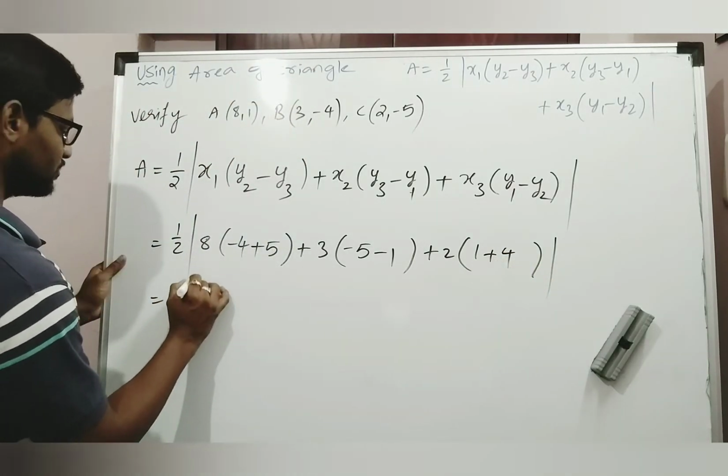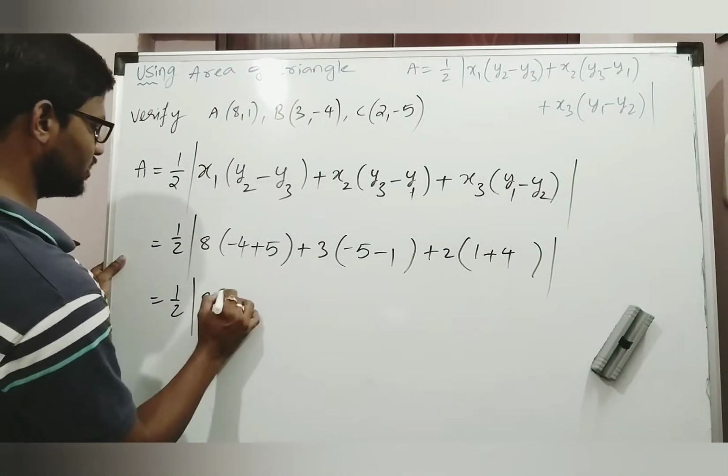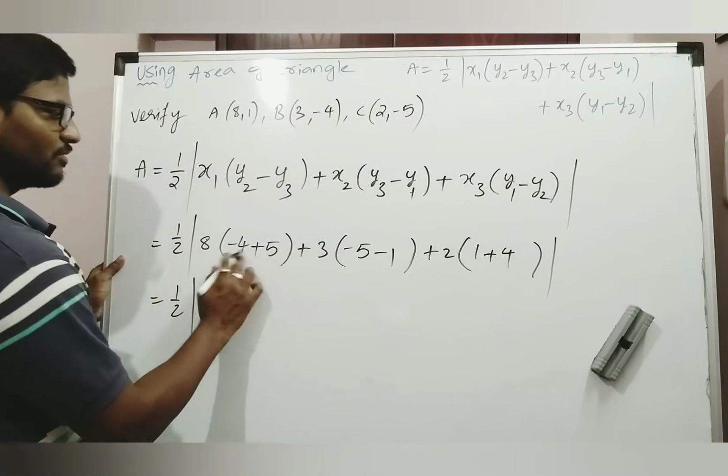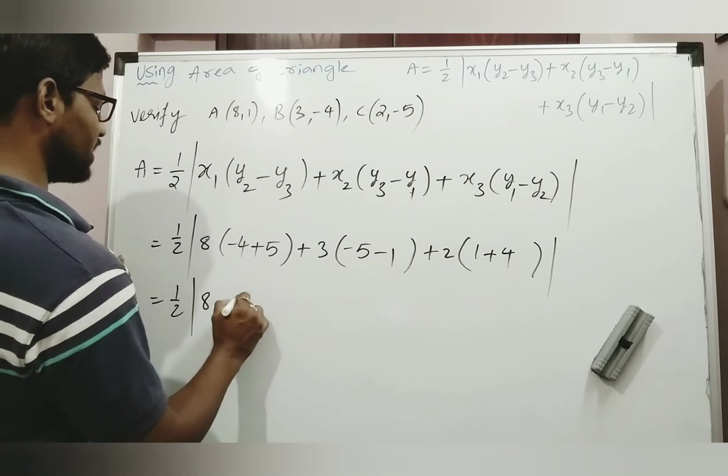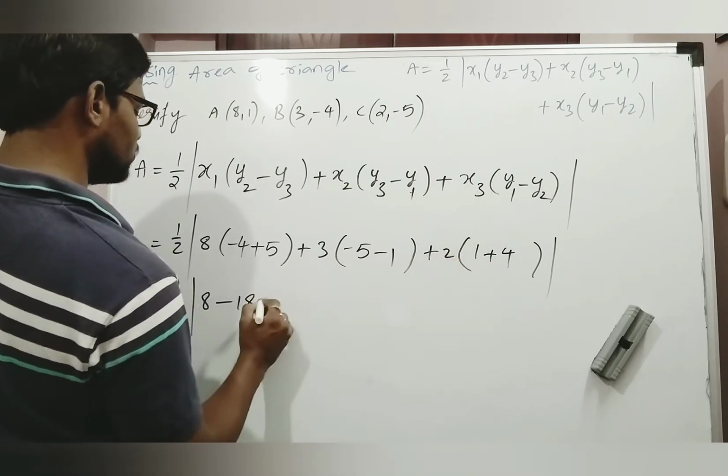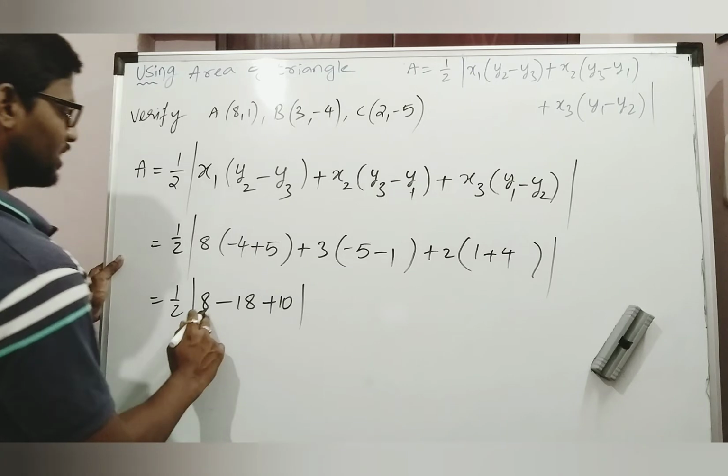Half into 8 into 1. 5 minus 4 is 1. 1 into 8 is 8. Minus 6 into 3 is minus 18. 5 into 2 is 10. 8 plus 10 is 18.